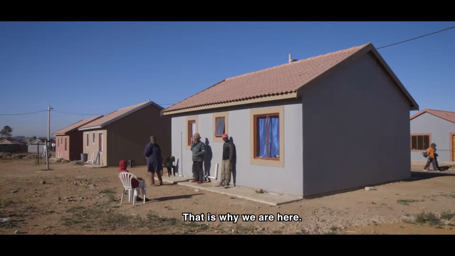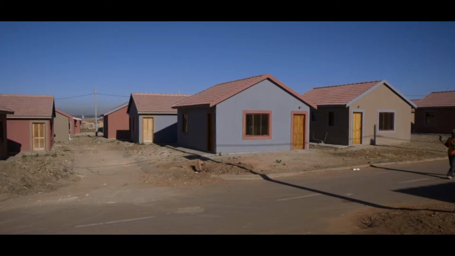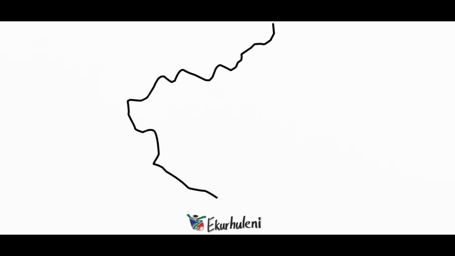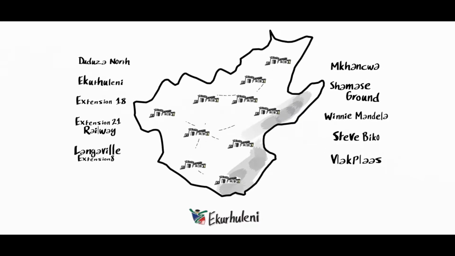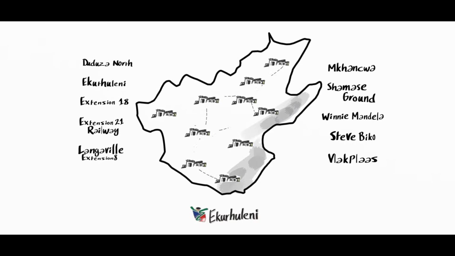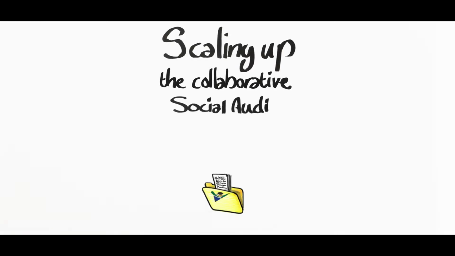That is why we are here. After the success of the Wattville social audit, the social audit network decided that it is best to scale up this type of social audit to 10 more communities for more evidence.